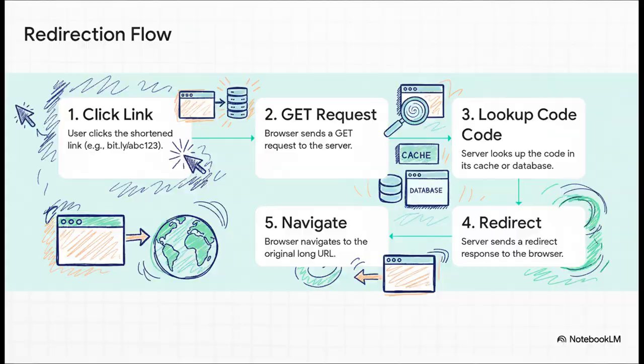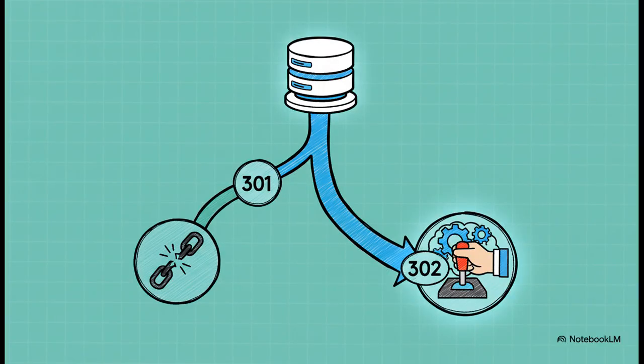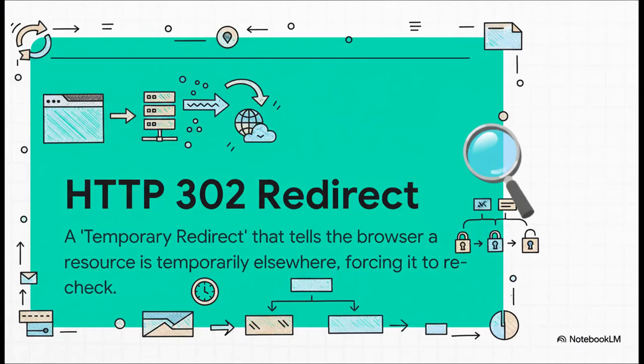But here's where it gets really clever. The server doesn't just send the link back. It sends a very specific type of instruction, an HTTP redirect. And believe me, this isn't just some techie detail. This one choice is the foundation of their entire business model. This system has to use what's called an HTTP 302, a temporary redirect. What that does is it tells your browser, hey, the thing you want is over there, for now. But next time you want it, you have to come back and ask me again. It forces the browser to check in every single time.